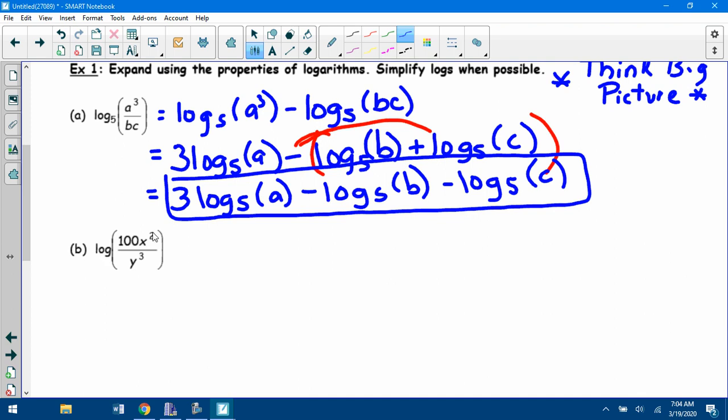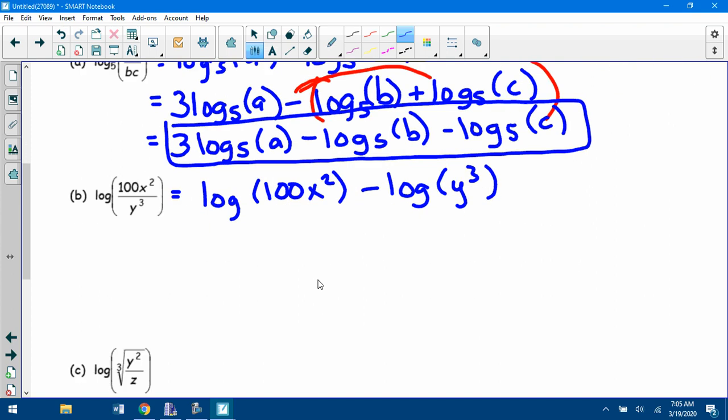Okay, let's try b. Think big picture. Is everything being multiplied? Is everything being divided? Or is everything being raised to the same power? There is stuff being raised to powers, top and bottom, but they're not the same power. So hopefully you're thinking, again, everything's being divided. So how's that going to split up? It's going to be the log. Notice there's no base. We'll talk about that some other day. It's going to be the log of 100 x squared minus the log of y cubed.